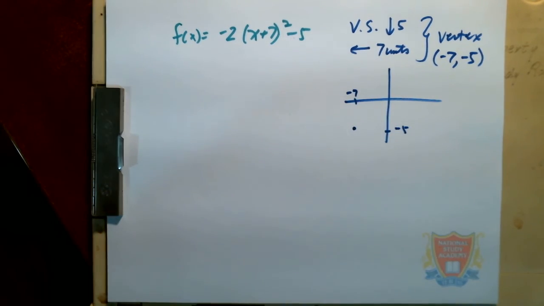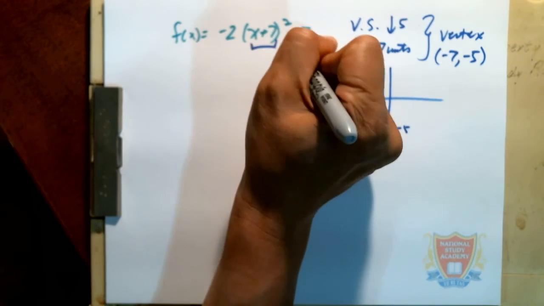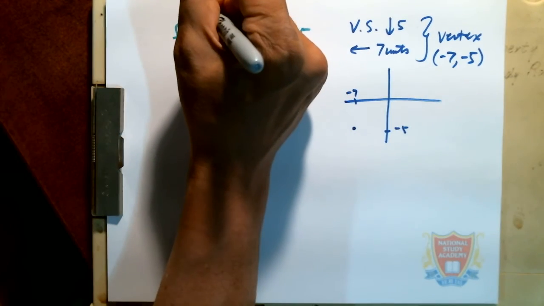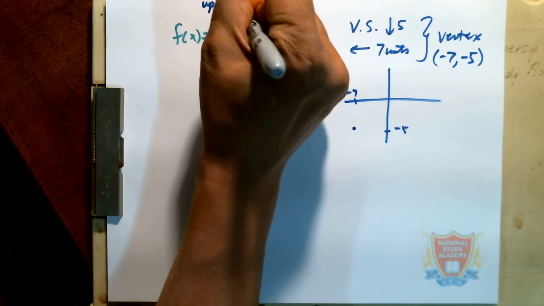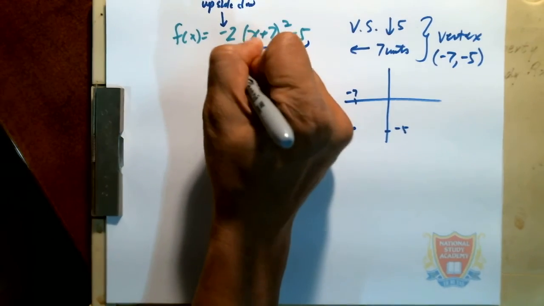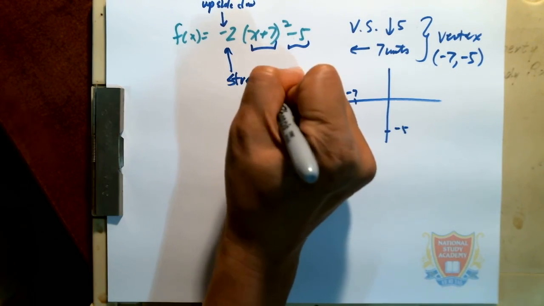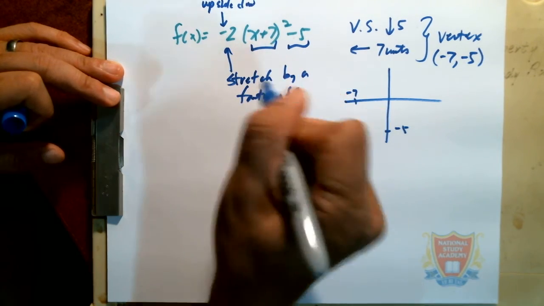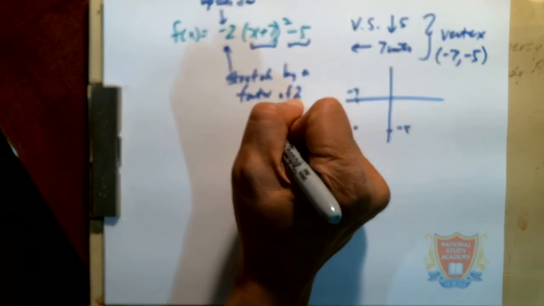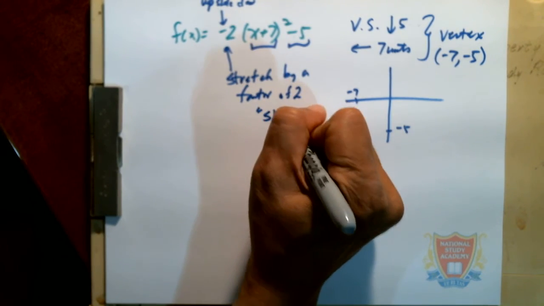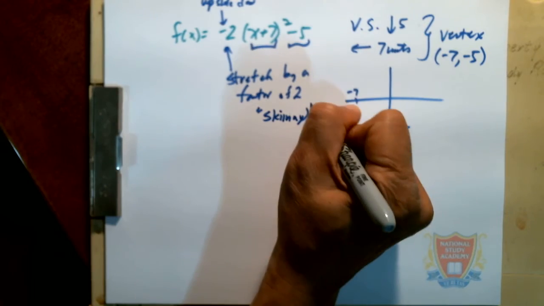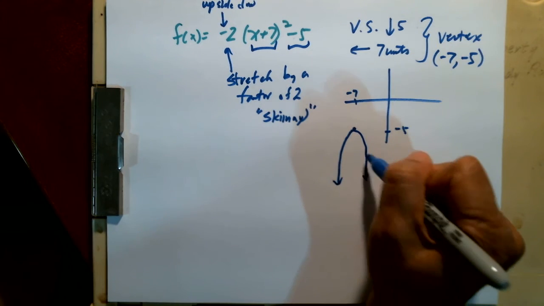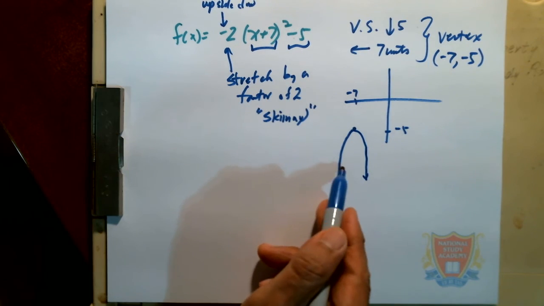It's going to look something like this. So that takes care of this one and this one. What about this negative? What does that tell you? Oh, it just means it's upside down. This means stretch by a factor of 2. Is it skinny or fat? This is skinny, in other words. So it's skinny, and it stretches by a factor of 2.